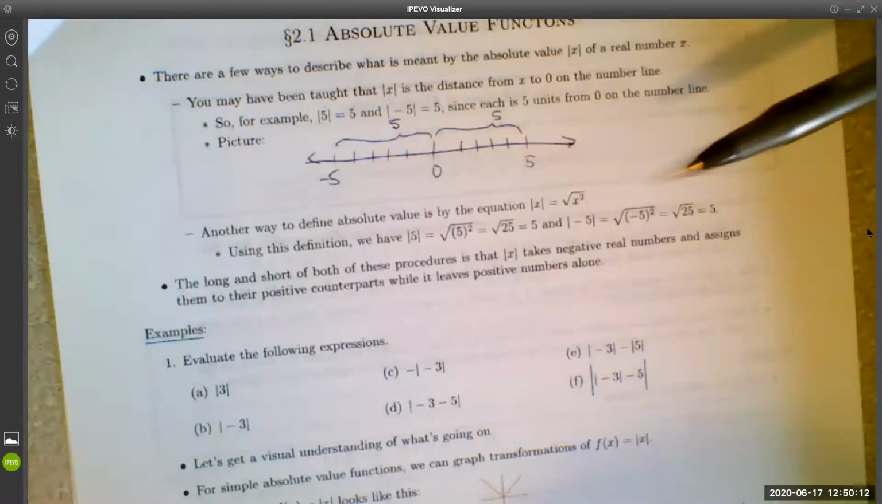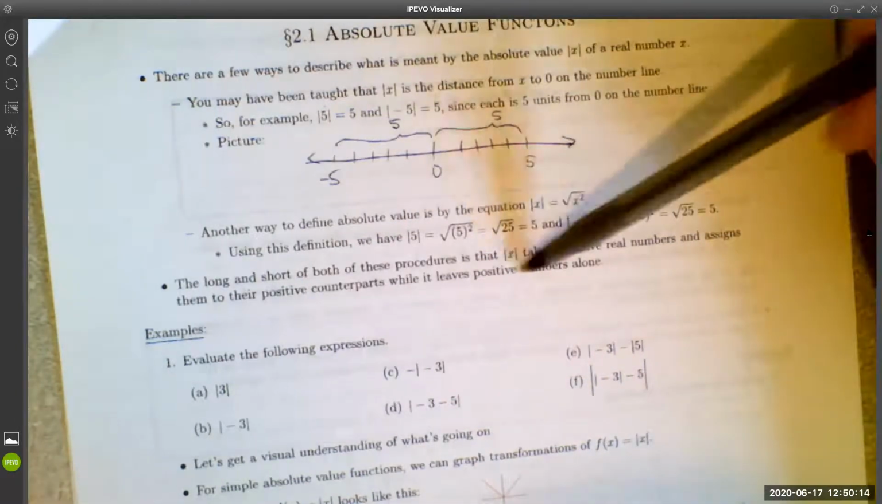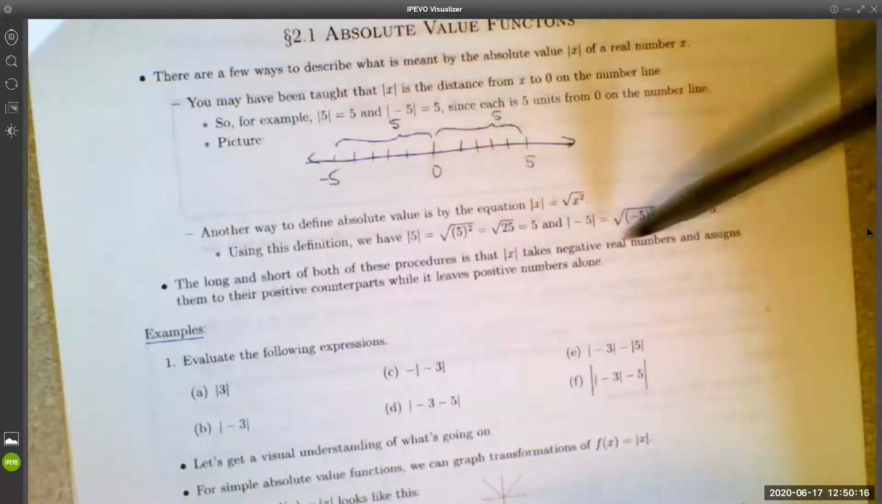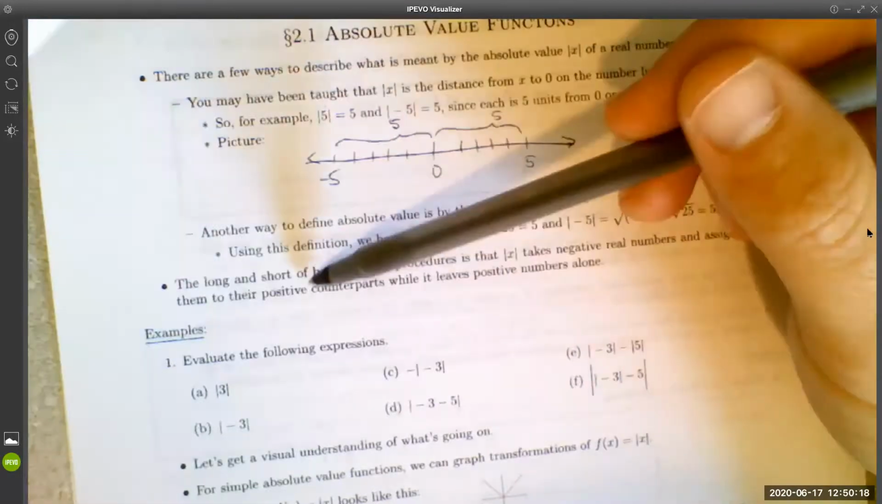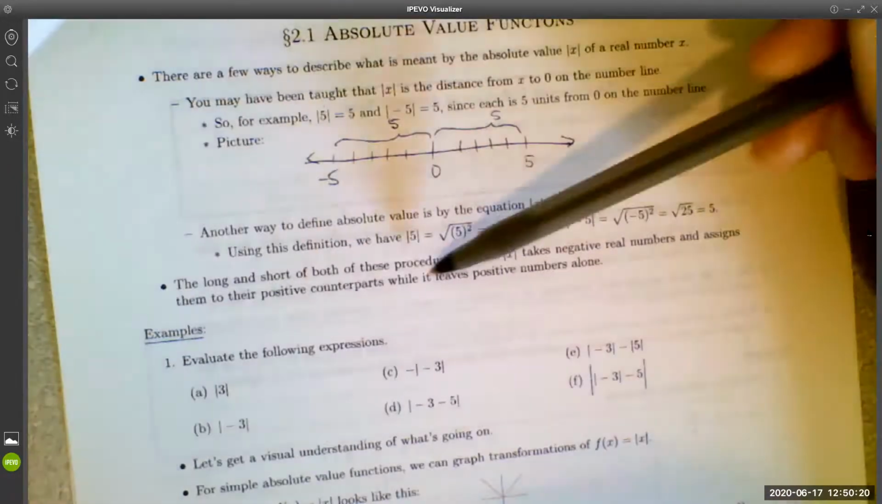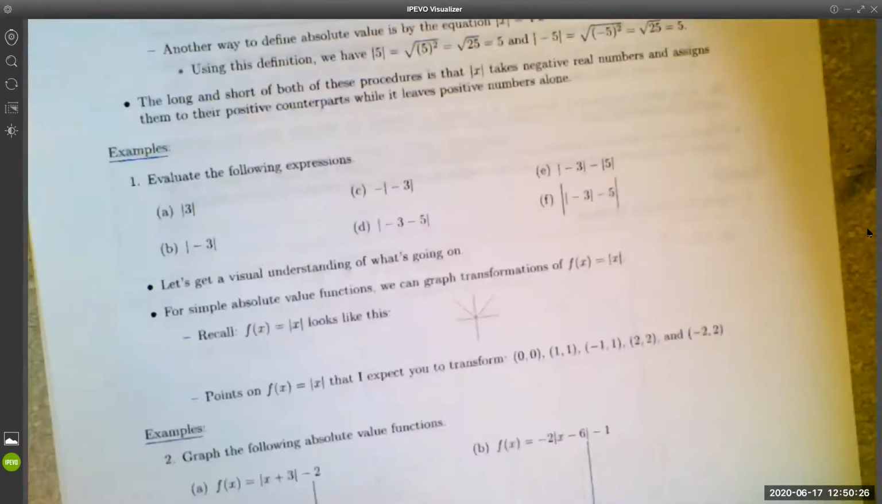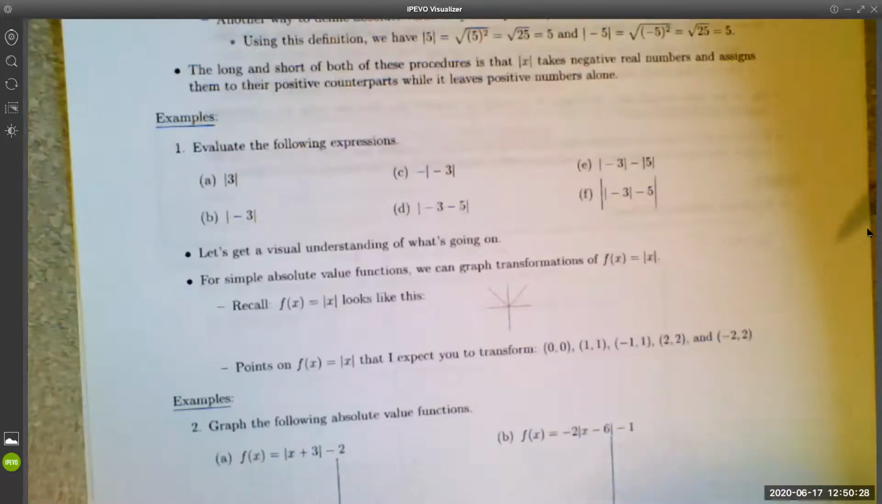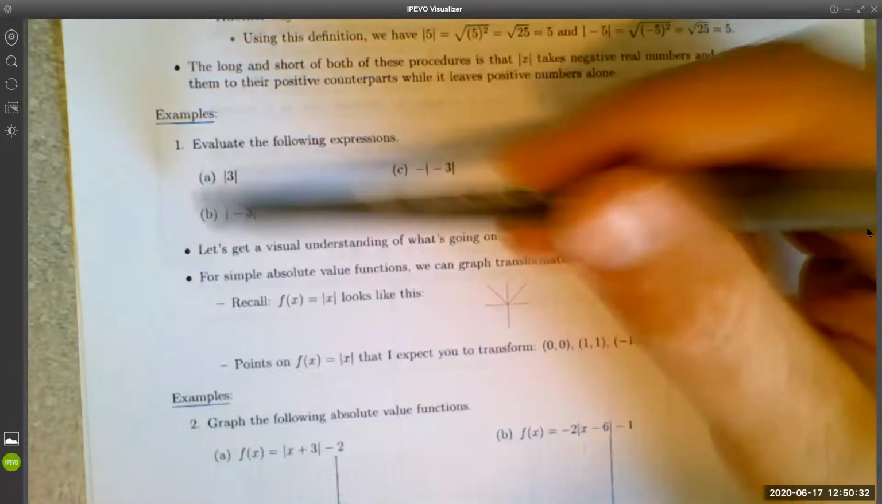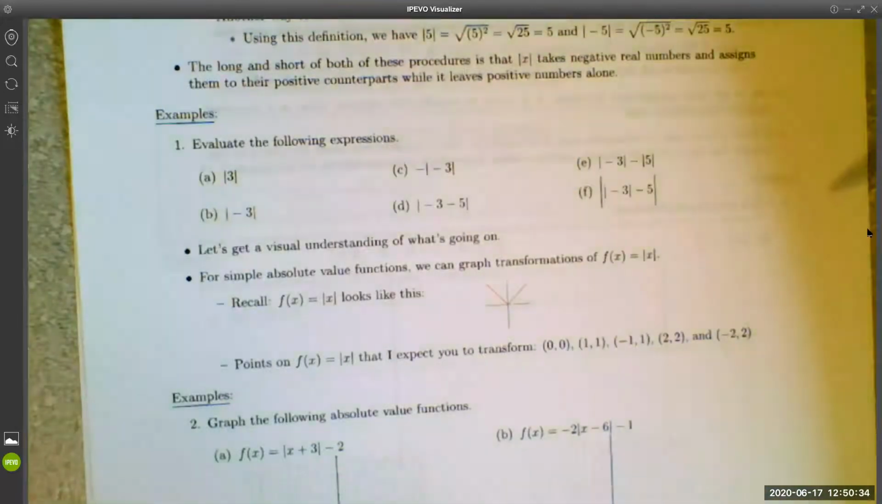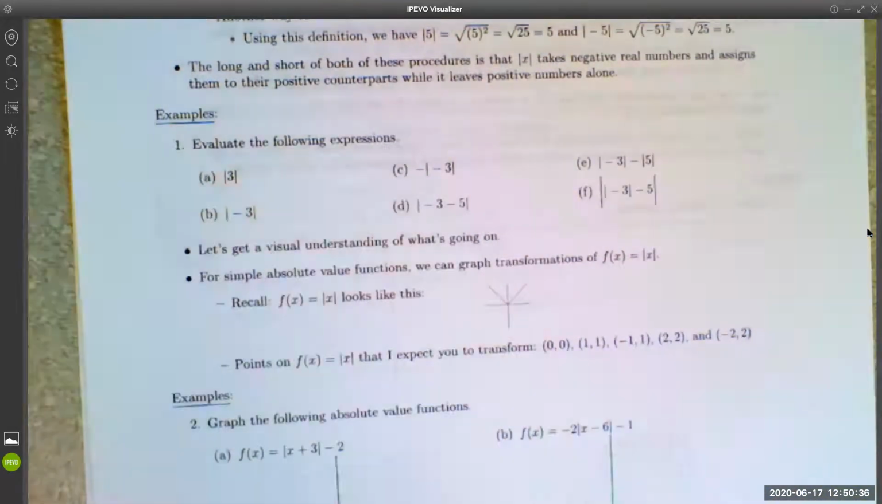The long and short of both of these procedures is that absolute value of x takes negative real numbers and assigns them to their positive counterparts, while it leaves positive numbers alone. Okay? So I think you probably have a pretty decent understanding of absolute value. So I'm going to let you work on these 6 problems, see if you can calculate each one of these things. So go ahead and give the video a pause and see if you can work them out.